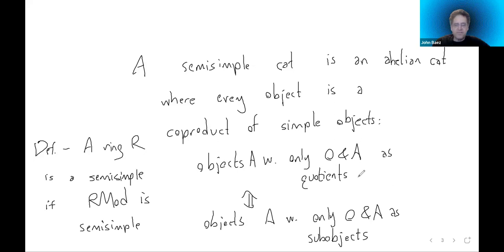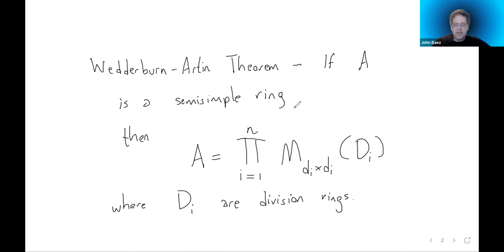For example, one that you know and love is the Weyl algebra. That's simple, and there are interesting reasons why it's simple. But you can tell that it's not semi-simple if you believe the Wedderburn-Artin theorem, because it's not a matrix algebra over a division ring. So what Artin came up with was a condition for simple rings to be semi-simple. One way to say it is that if it's simple and it's Artinian, then it's semi-simple.